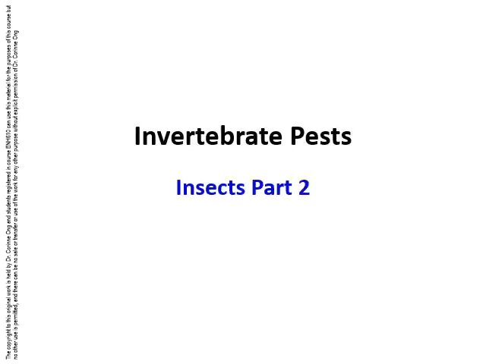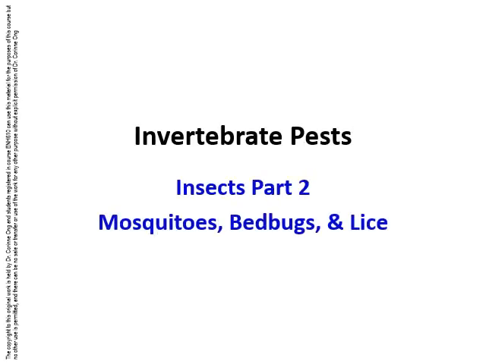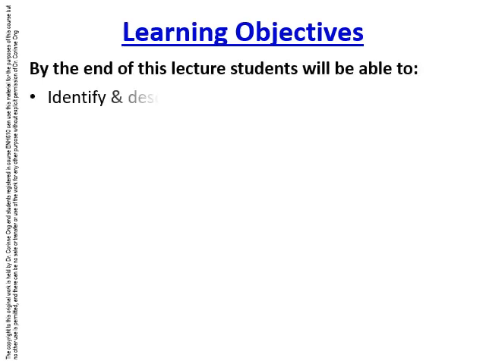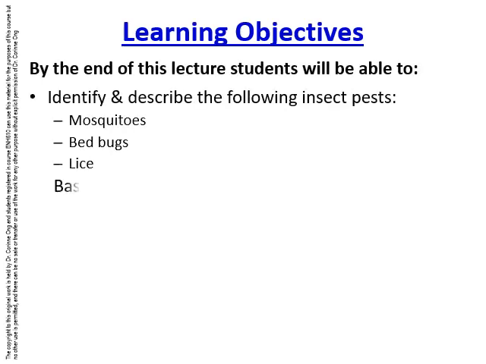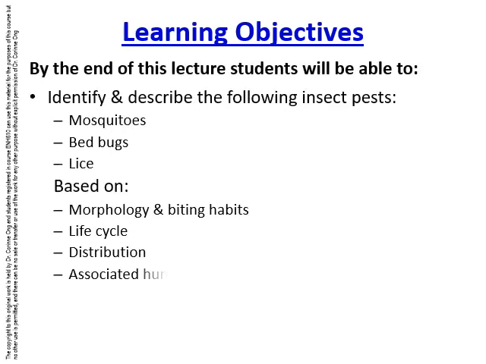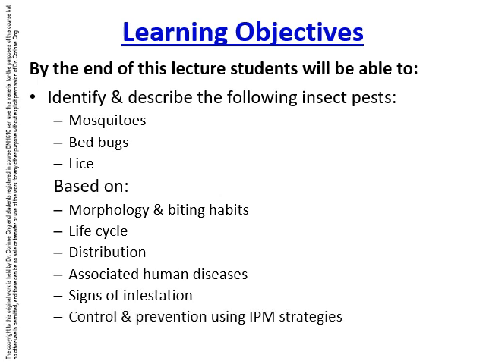This week, we're going to look at mosquitoes, bedbugs, and lice. The learning objectives for this lecture are to identify mosquitoes, bedbugs, and lice based on their morphology and biting habits, their life cycles, their distribution, associated human diseases, signs of infestation, and control and prevention using integrated pest management strategies.